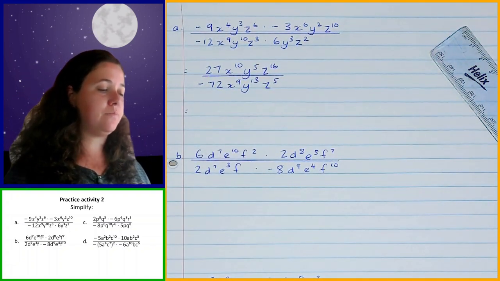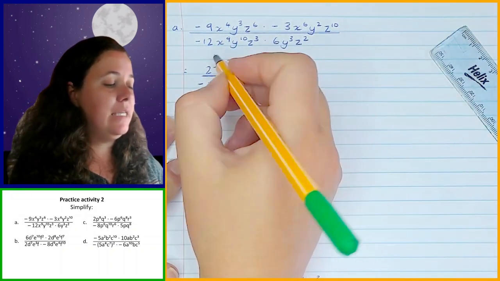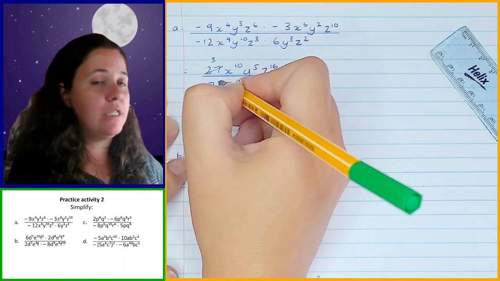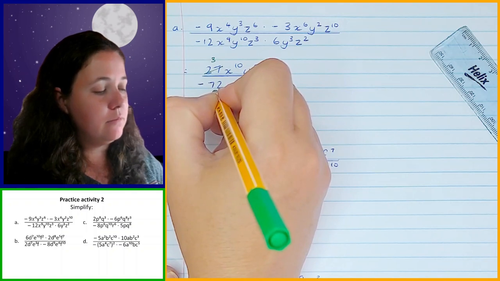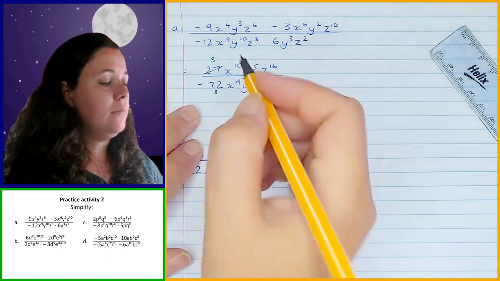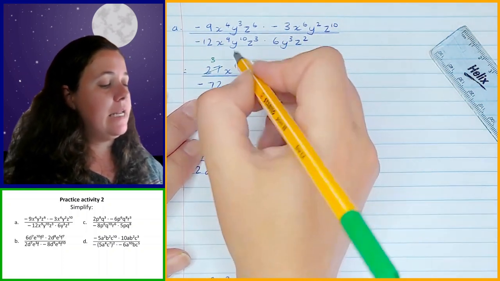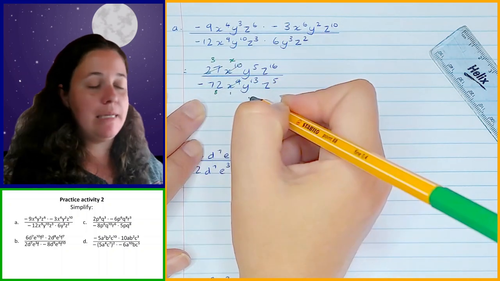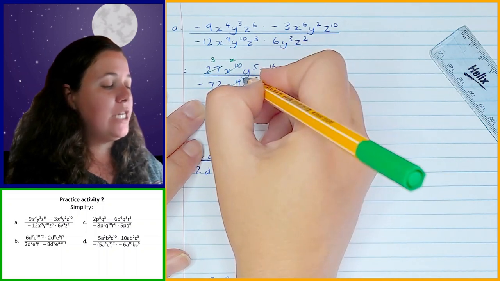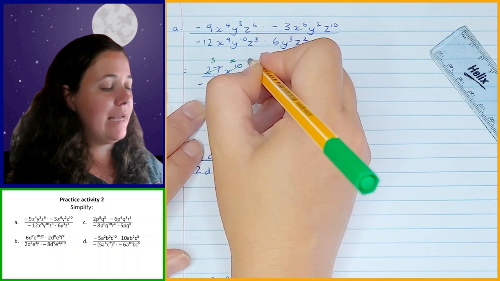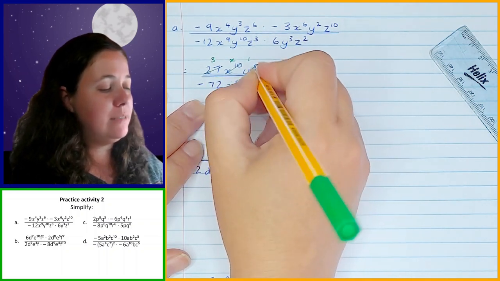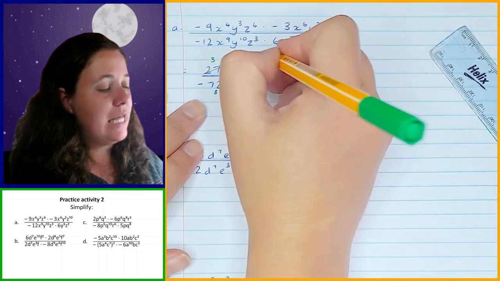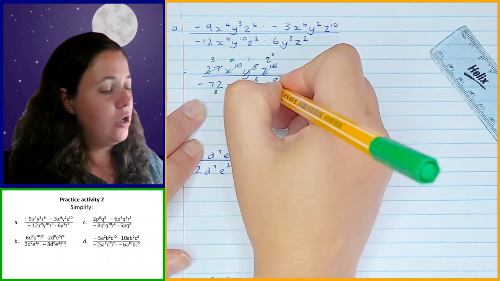Okay, so first, we can divide by 9. 9 goes into 27 3 times. And 9 goes into 72 8 times. Okay. Then I'm going to take my x's. I've got x to the power of 10 divided by x to the power of 9. That gives me x in the numerator, and the x to the power of 9 in the denominator cancels. Then I've got my y's. I've got y to the power of 5 over y to the power of 13. The y to the power of 5 cancels, and in the denominator I end up with y to the power of 13 minus 5, which is 8. Then I've got z to the power of 16 over z to the power of 5. That gives me z to the power of 11 over 1.